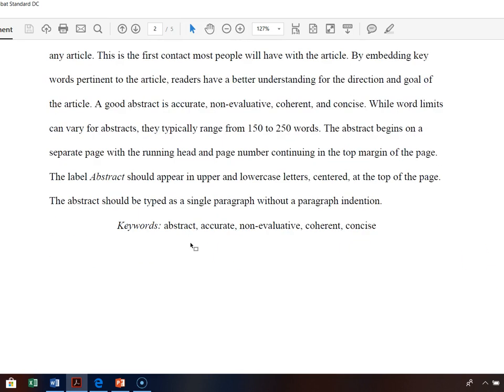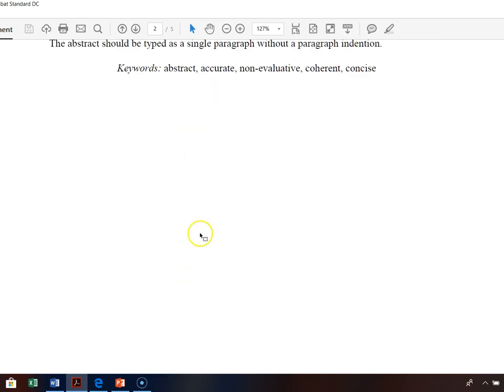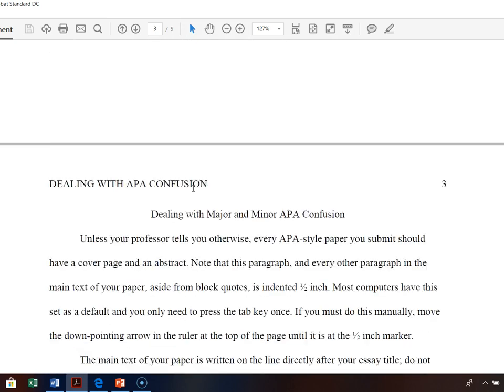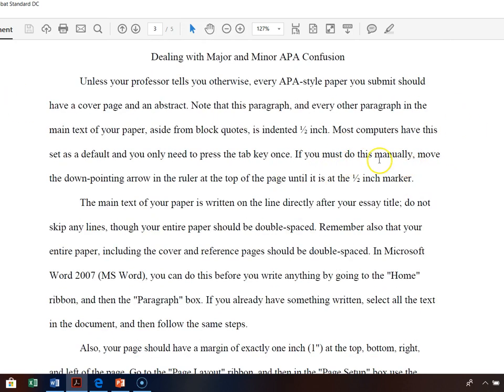So again, a separate page. If it ends up bleeding over onto the same page as your actual essay, that's okay, but try to keep it on a separate page. And then here, again, this is the main part of your text. It's got the header and the page number at the top.